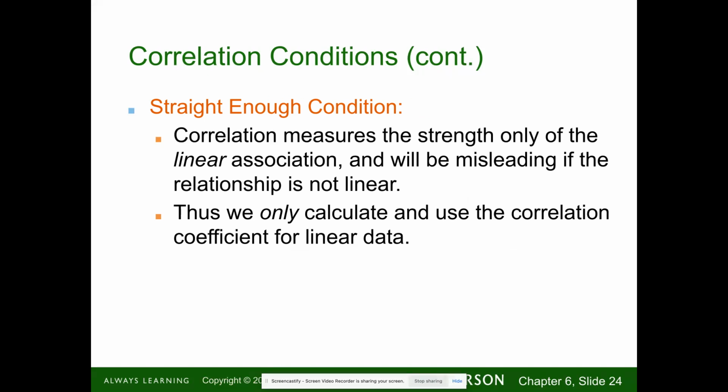Straight enough condition. Correlation measures the strength only if it's a linear association. It could be misleading if the relationship is not linear. If I do that to any shape other than something that looks like a straight line, the math will just be garbage. Your correlation will be like 0.2 or 0.3 or 0.1. So it doesn't help you at all.